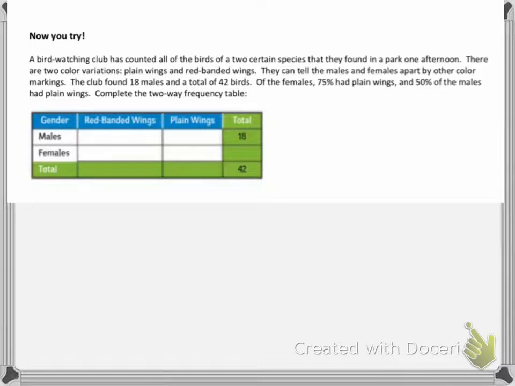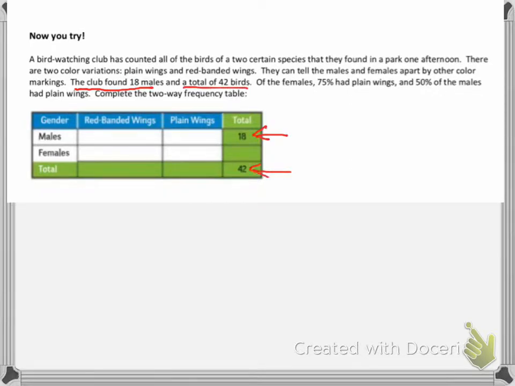Okay, so it states that a bird watching club has counted all the birds of two certain species that they found in a park one afternoon. There are two color variations. There's ones with plain and red wings. They can tell the males from the females. Okay, awesome. They're just kind of rambling on. Okay, now they're telling me some important information. The club found 18 males. Okay, they've put that in there. And a total of 42 birds.